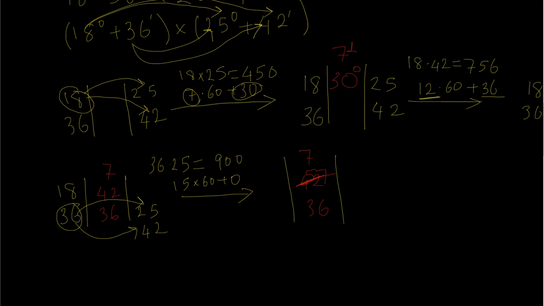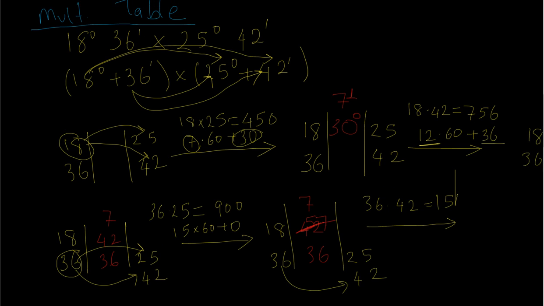Okay, so the rest of the table does not change. So we have 18 here, 36 here, and 25 and 42. And finally, we multiply 36 and 42. The result is 1512, which is equal to 25 times 60 plus 12.